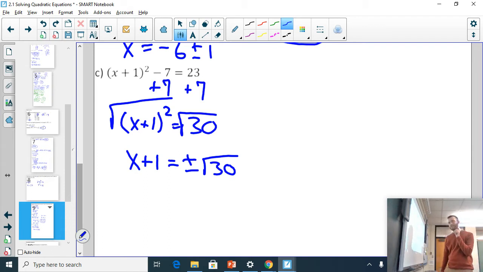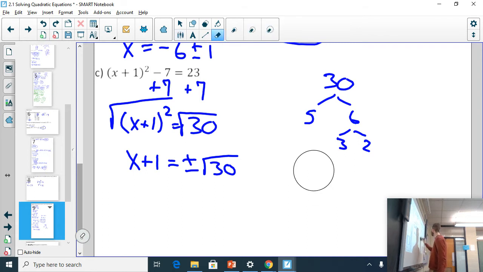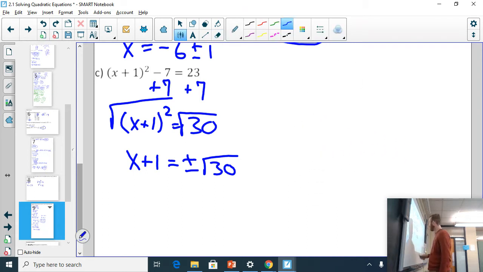And now I'm asking, does the square root of 30 simplify? I don't think it does, right? 30 splits up into 5 and 6, 3, 2. Yep, nope. 30 does not split up nicely. So now I just subtract this 1 over, and now I have negative 1 plus or minus the square root of 30 are my answers.